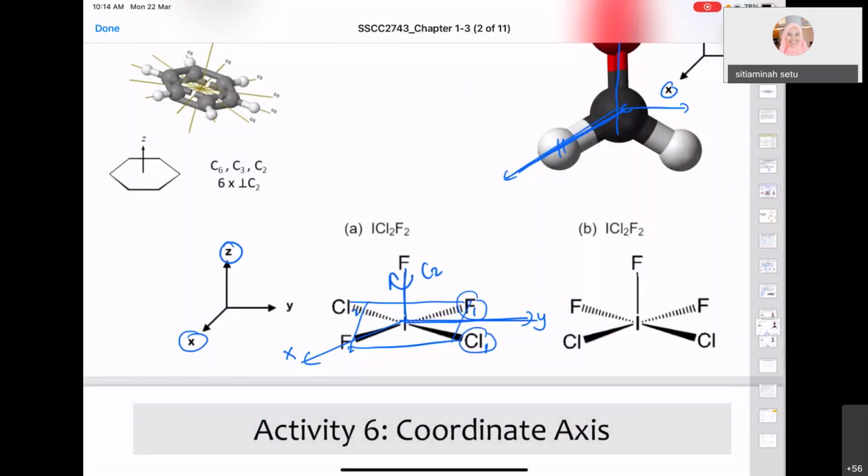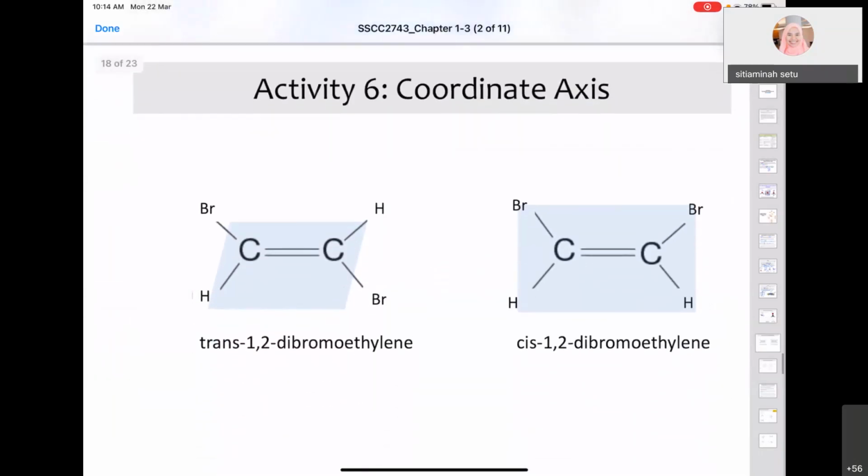Okay, so sama juga here. So this one you ada C4 kan. Nanti you akan tukar C1 dengan CL1 dengan CL2, F1 dengan F2. So this is the Z axis. Okay, and then X must go through the most number of atom. So this one is X and Y adalah ikut jari. Okay. Right, so this is your homework.